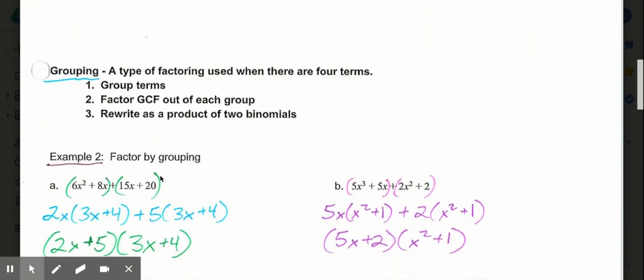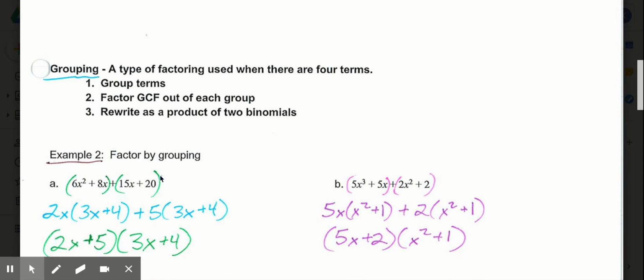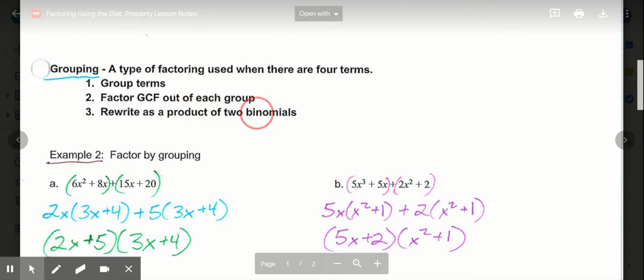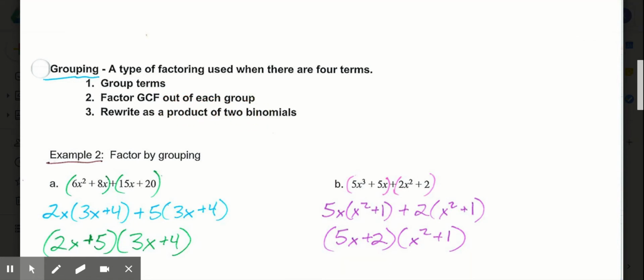Now we get into the idea of grouping. Grouping is a form of using factoring and the distributive property, and the key here is when we're dealing with 4 terms, so no longer trinomials. The idea is to group the terms together, factor out the greatest common factor of each group, and then rewrite as a product of 2 binomials, meaning multiplication.